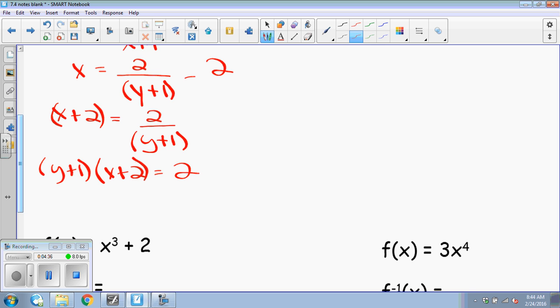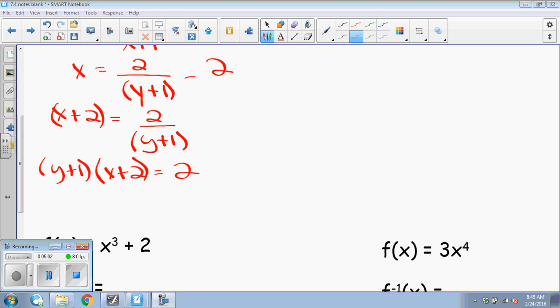So now, all I need to do is distribute all of this so that I can get y by itself. Actually, I'm not going to distribute it because that would do more harm than good. If I distribute the y, then I'll end up with xy plus 2y, and that doesn't help me get y by itself, right? So what can I do?